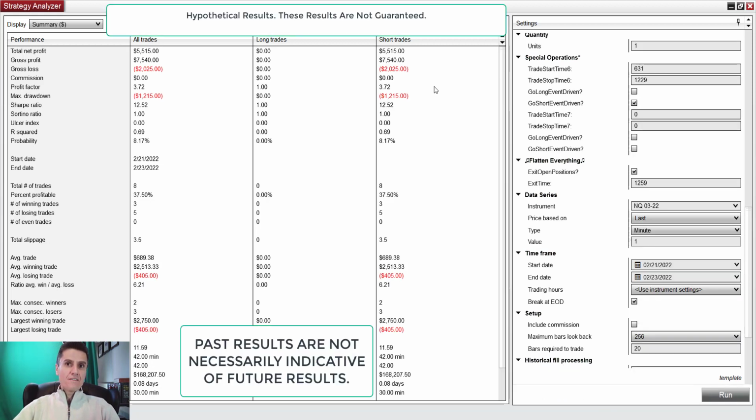All right, $5,515. That accounts for slippage. It doesn't account for the commission for the trades. So we had 8 trades. So if you were paying, let's say, $4 per trade round trip, that's $32. So subtract the $32 from $5,515. Okay, so you had 37.50% win rate, which again I've said this in other videos.